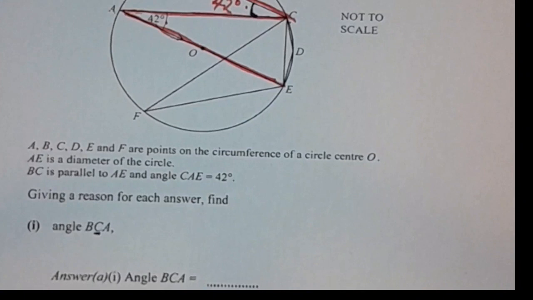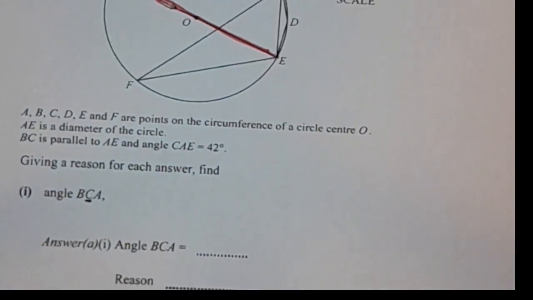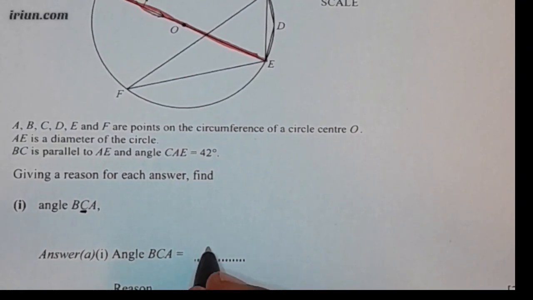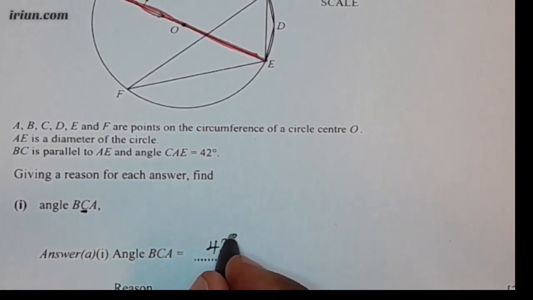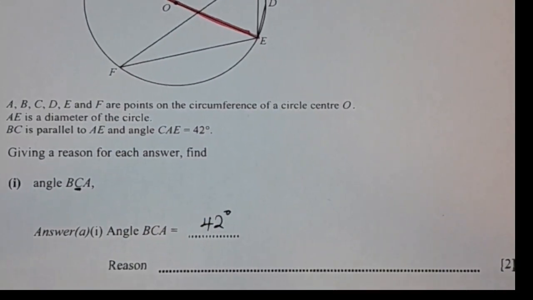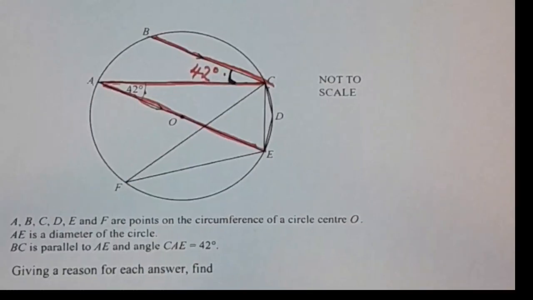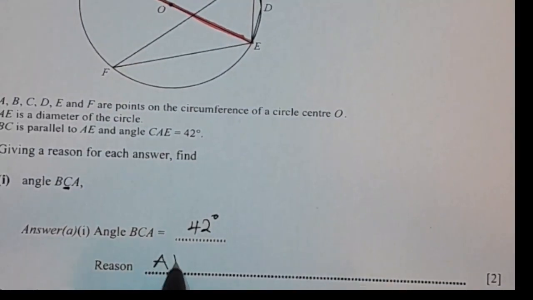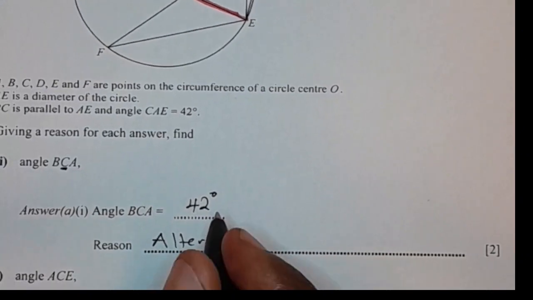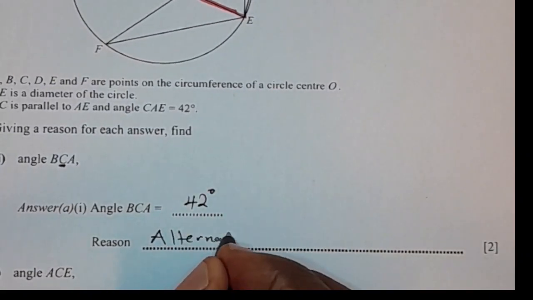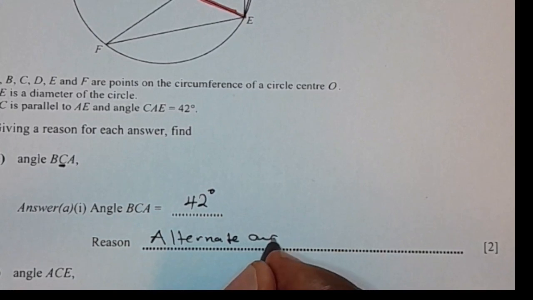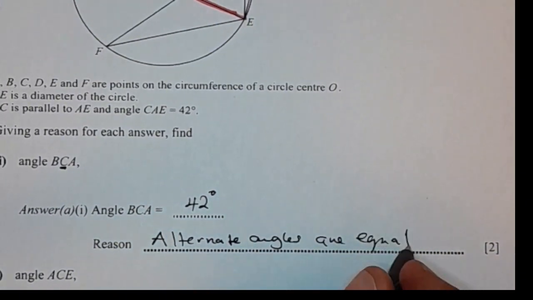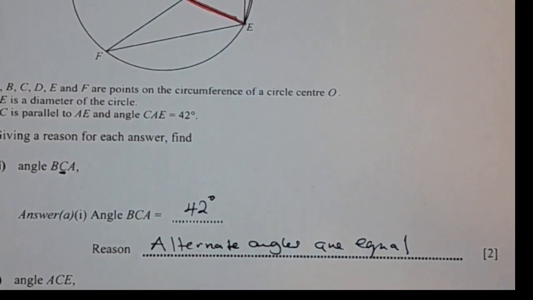So we are saying angle BCA is 42 degrees. And then they want us to give a reason. The reason is what we have just said: alternate angles are equal.